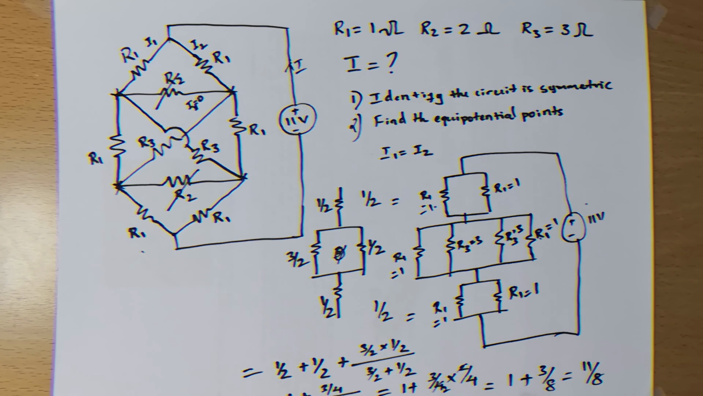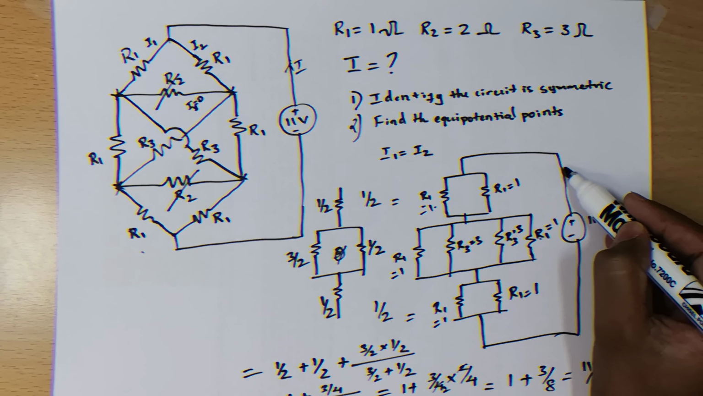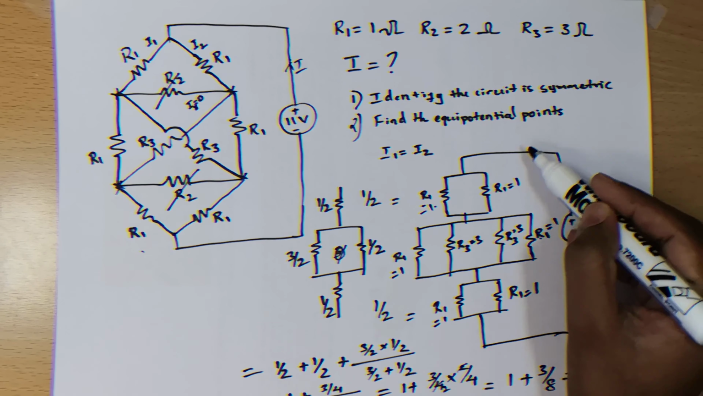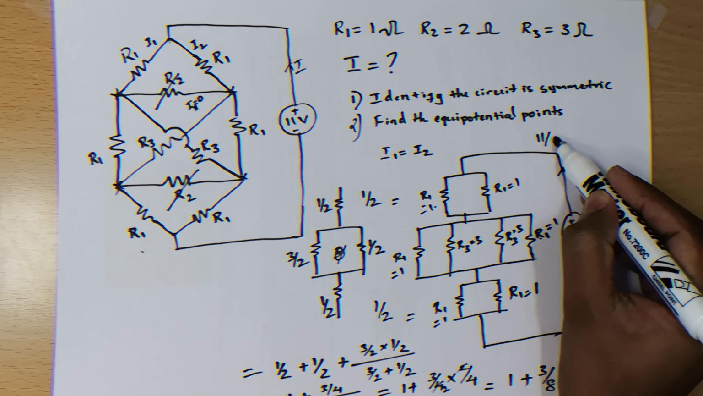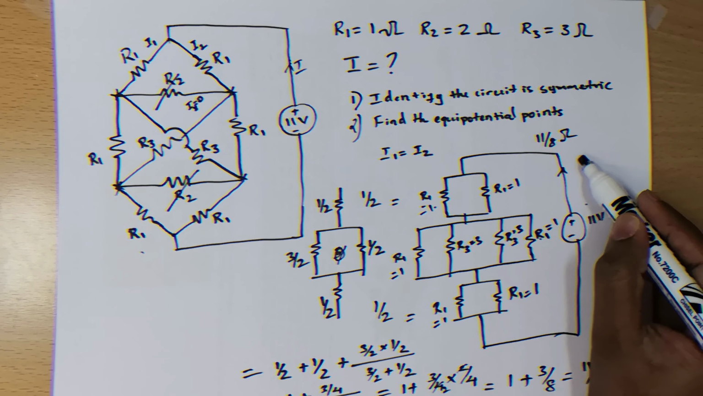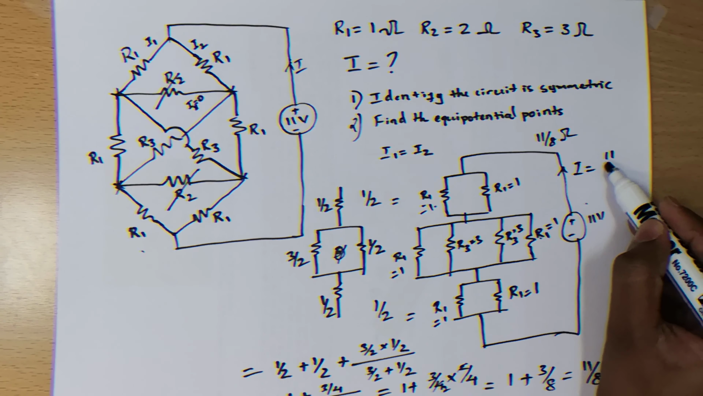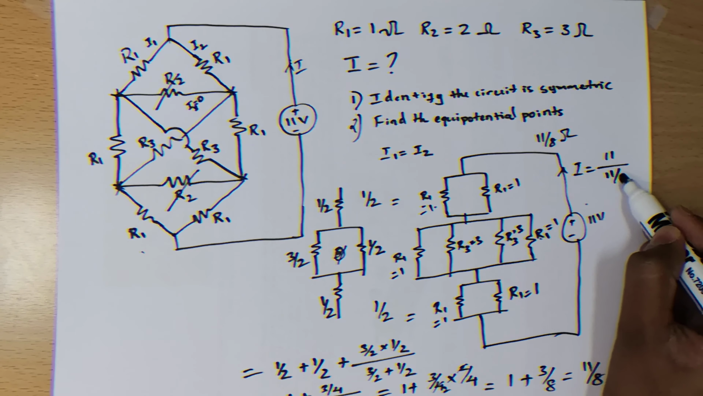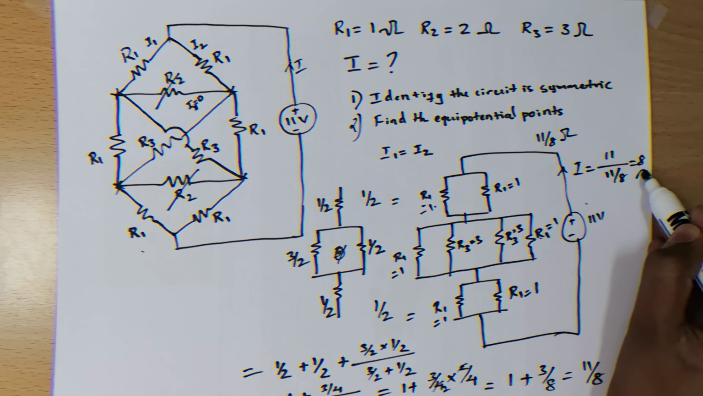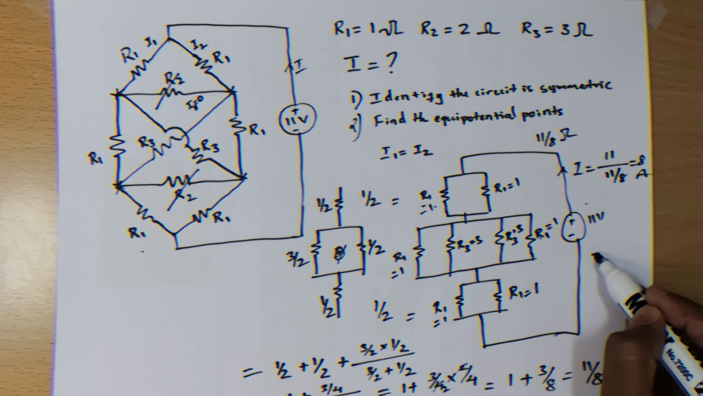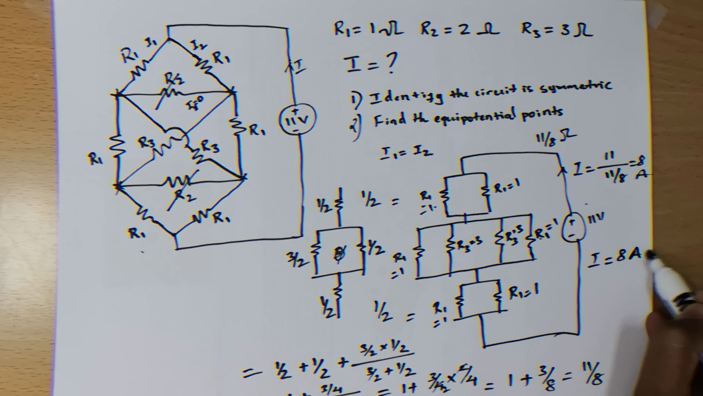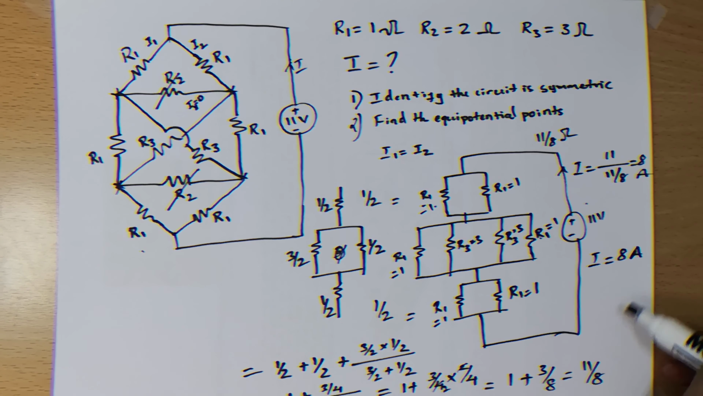If you want to find I here, the total resistance is 11 by 8 ohms. So I will be 11 volts divided by 11 by 8, which is 8 amperes. So I is 8 amperes. So this could be the right answer.